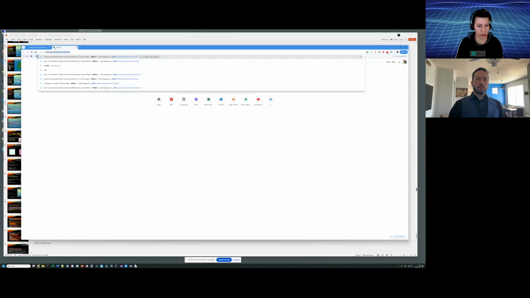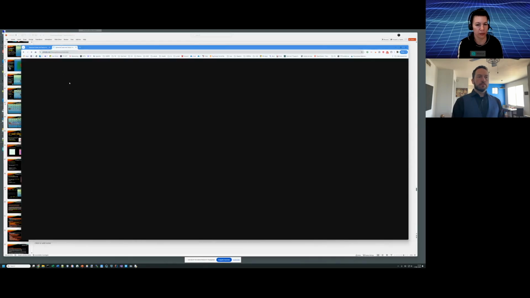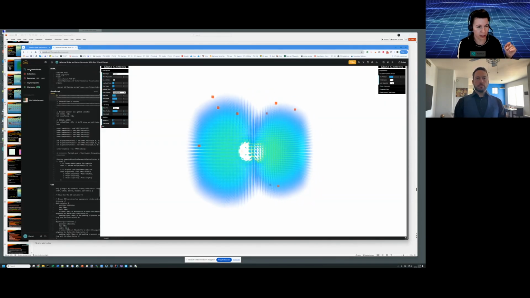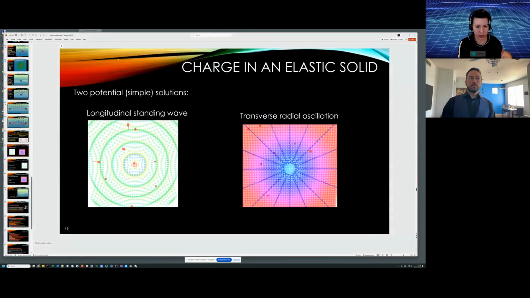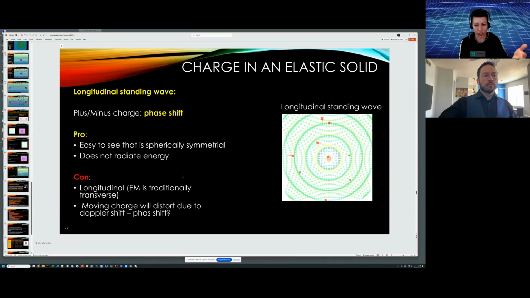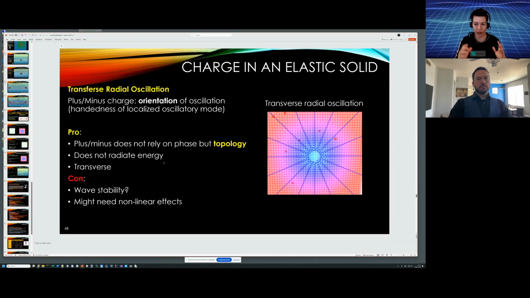By the way, I have a lot of simulations on this, if you go to the collections. Oh, it's fine, I can show the screenshot. So these are the two models. Here the phase shift is the problem, and also traditionally, electromagnetic waves are transverse, not longitudinal. The other option is to have a transverse radial oscillation that's symmetrical. The question is, is such a wave stable? I don't know that, right? And so it gets complicated.